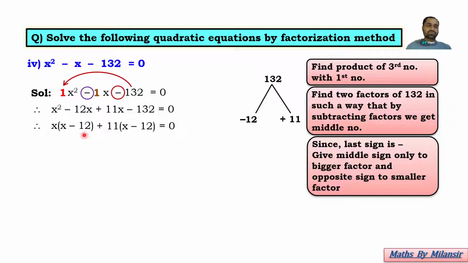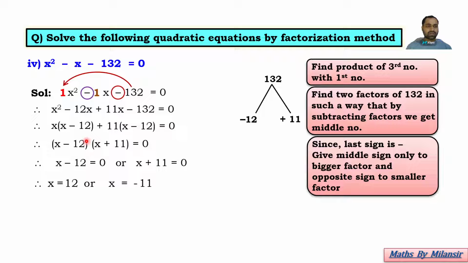Now from these two terms, x minus 12 is common. So x minus 12 into the bracket of x plus 11. So either the first bracket is 0 or the second bracket is 0. So x is equal to 12 or x is equal to minus 11. Okay, now here you can observe that the coefficient of x square is 1.